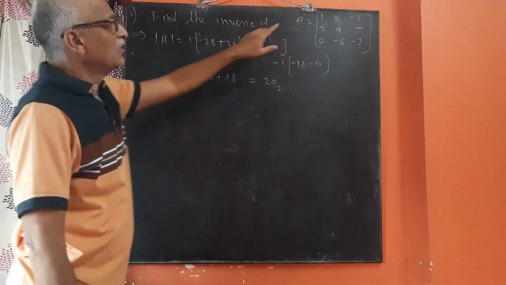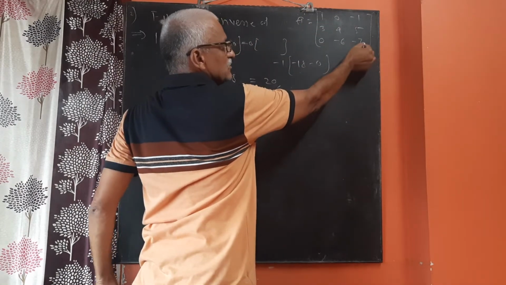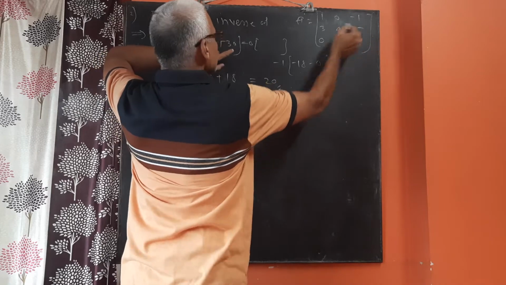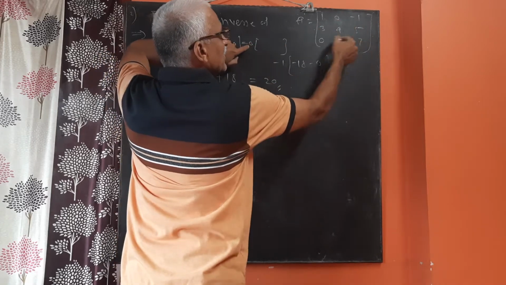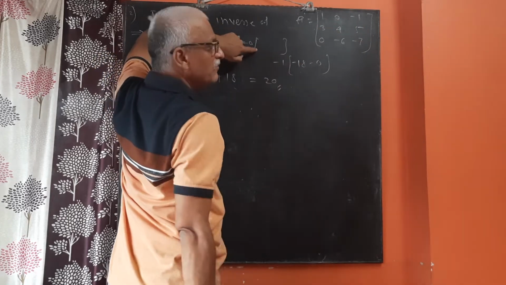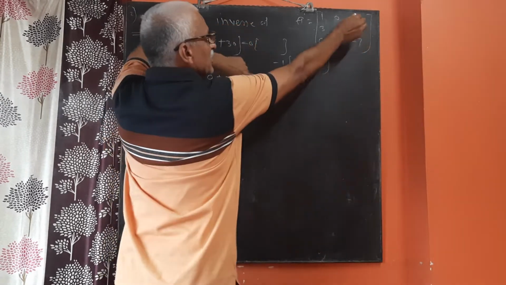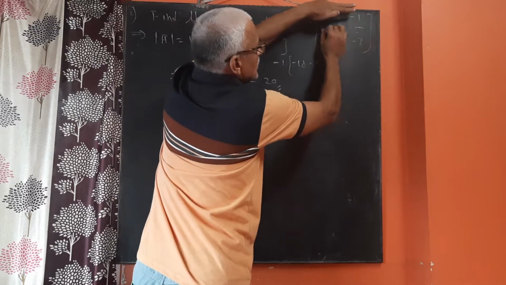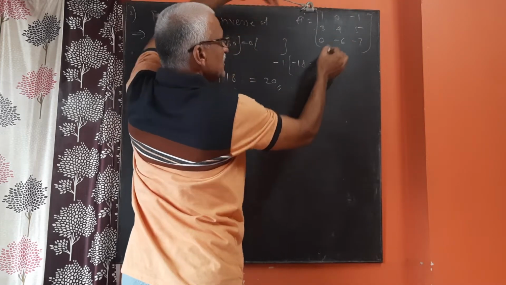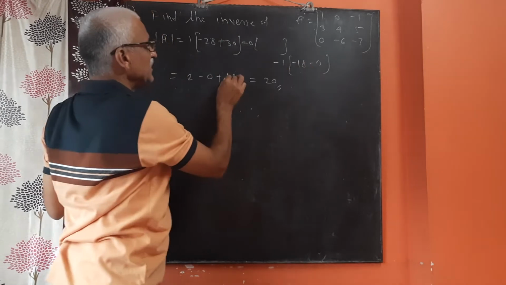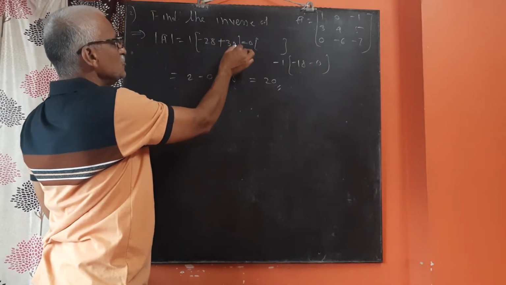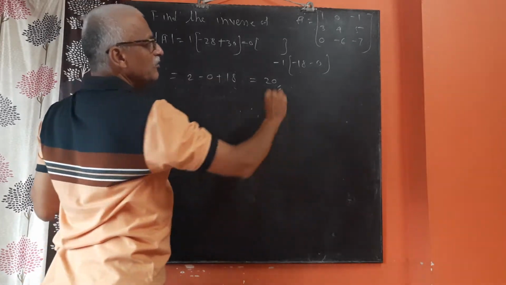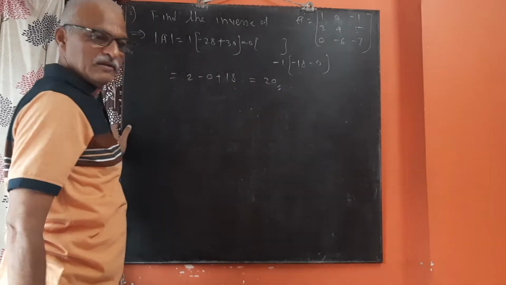I repeat again: 1 into this one, minus 7 into 4, minus 28, plus 30. 0 into anything will be 0, so no need to write it down here. The third element is minus 1, so minus 1 into 6 into minus 3, that is minus 18, minus 0. Minus of minus is plus 18, and minus 28 plus 30 is 2. 2 into 1 is 2. 2 plus 18 equals 20. That means the value of determinant of A is equal to 20.